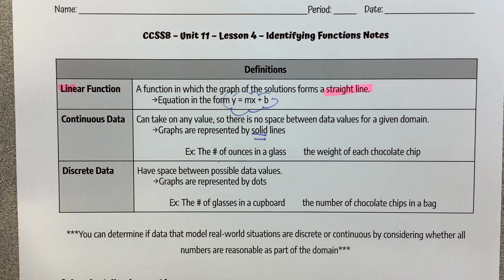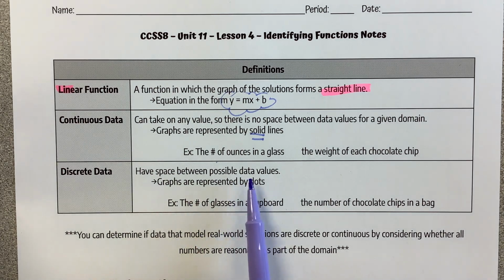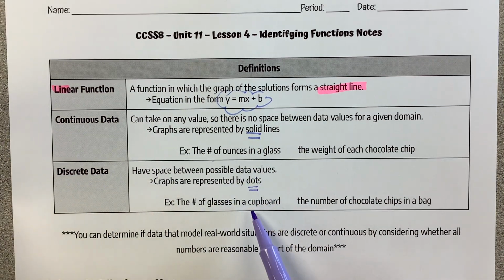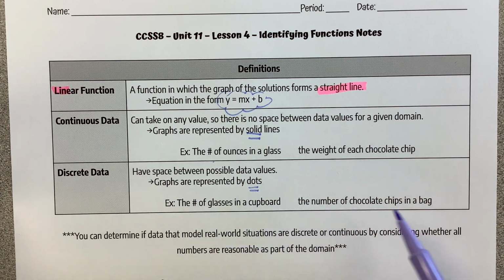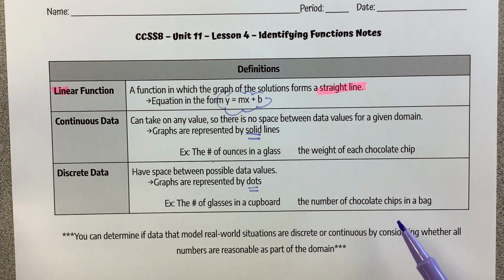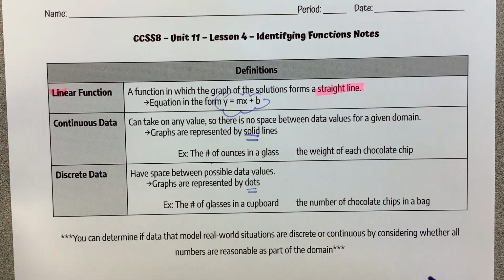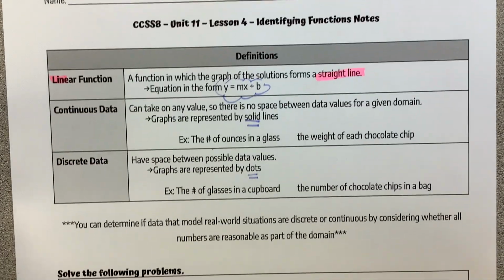Versus discrete data has spaces between possible data values. So the graphs are represented by dots. So for example, the number of glasses in a cupboard or a cabinet, right? You're not gonna say, oh, I have 4.82 glasses in my cabinet. No, you have a solid whole number amount. Or the number of chocolate chips in a bag. I guess we could argue that one because you might have half a chocolate chip, right? But generally, you should be counting full chocolate chips that are in the bag, not a partial amount.